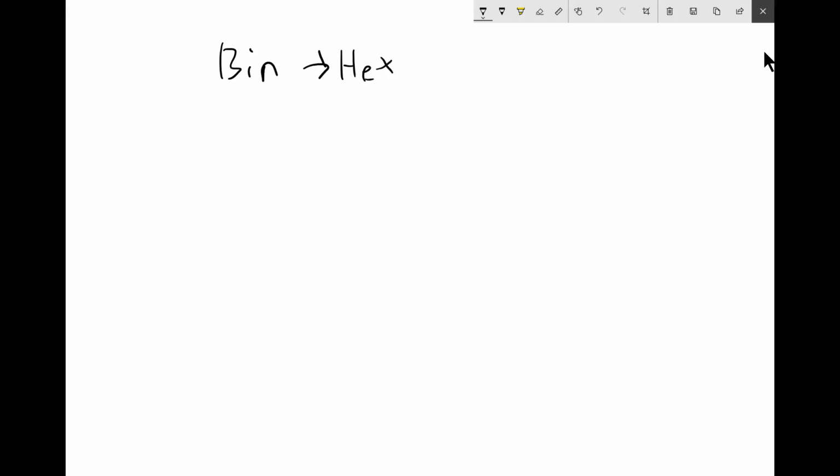The funny thing about doing this is binary is base 2, right? And hex is base 16. Do you realize something? Yeah, I do. 16 is a power of 2, which makes converting really fun and really easy. So let's go.